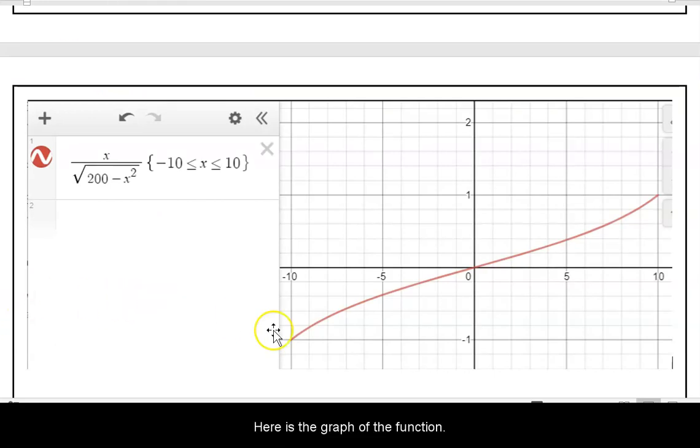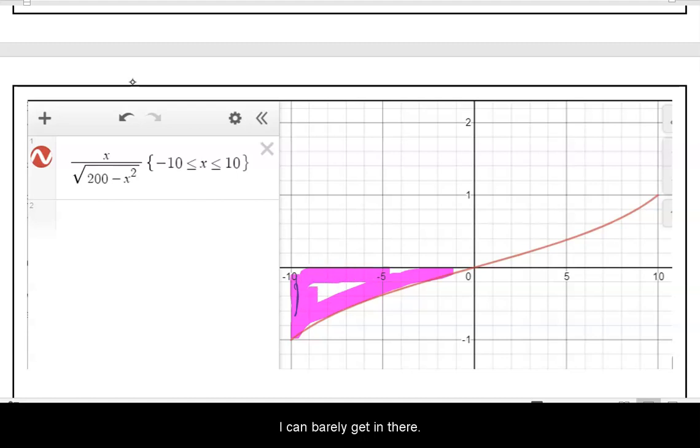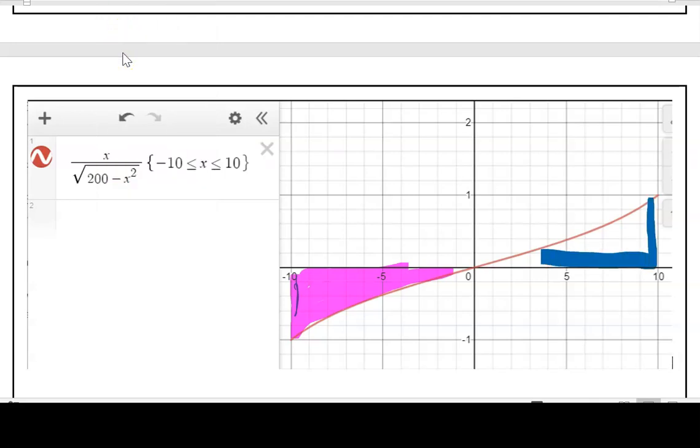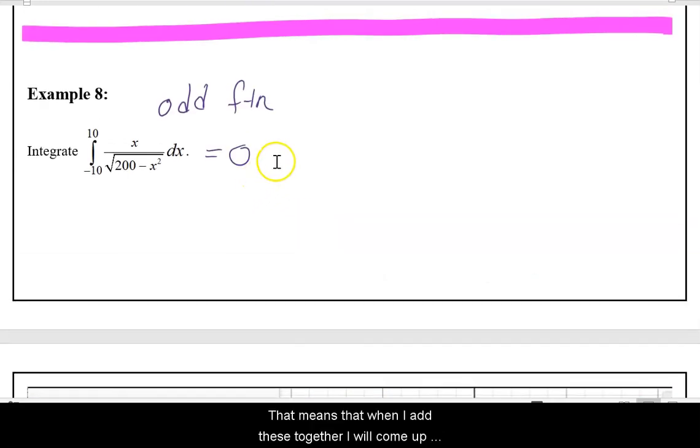Here is the graph of the function between negative 10 and 10. You can see that on the left, it is definitely below the axis. Let's shade in the area on this side with the pink color, which I can barely get in there. And on the right side, let's do it with blue. Can you see that these must represent the same amount of area on the two sides, one below, so it's negative, one above, so it's positive. That means that when I add these together, I will come up with a net area of 0.